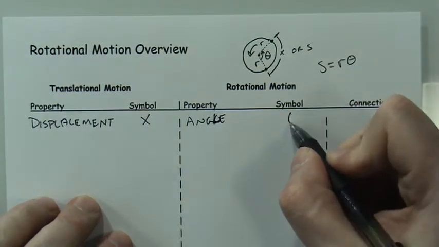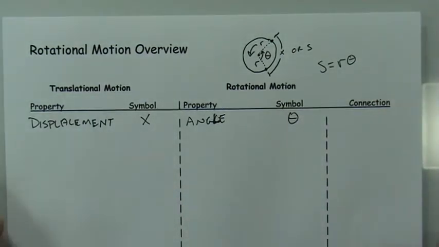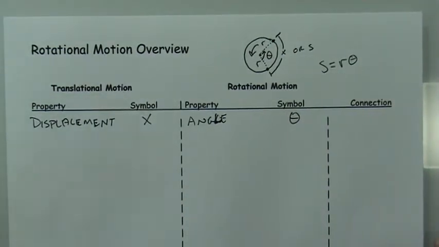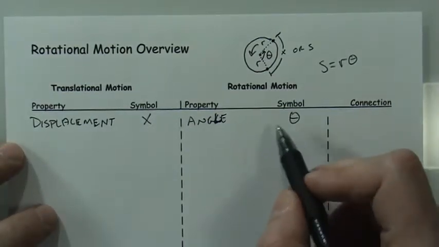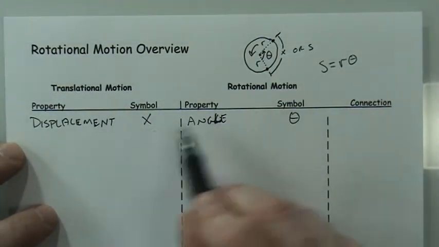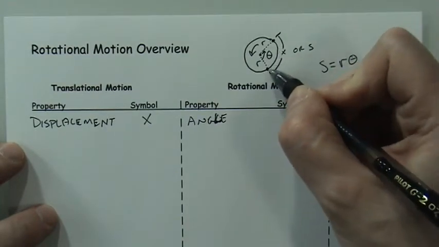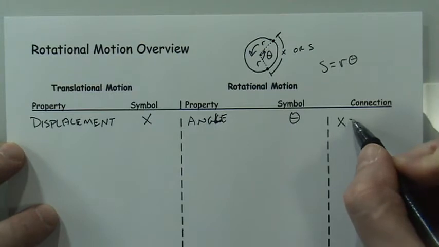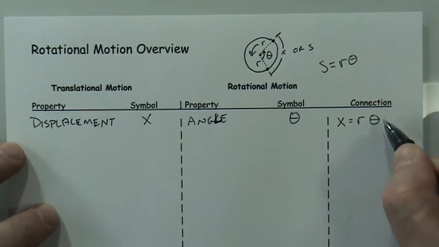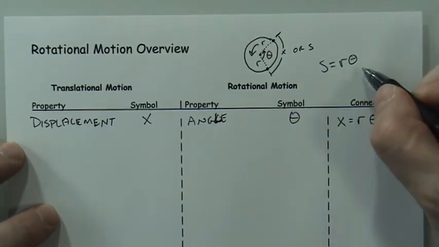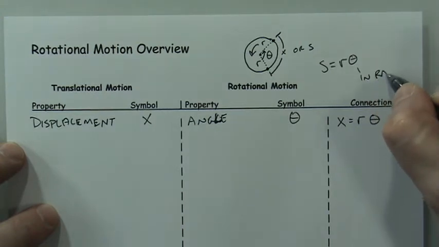angle. And the symbol that we're going to use is theta, but there are lots of symbols you can use for the angle. Phi is another one that's very commonly used. You can use letters like A, B, C, capital letters, also very common. And we can actually connect these two together by using this equation. In this particular example, x is the distance along this path, and that would be equal to the radius of the circle times the angle, so long as that angle is in radians.